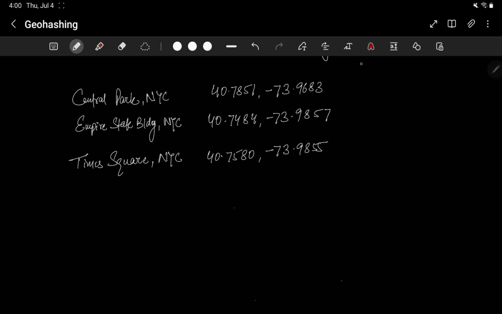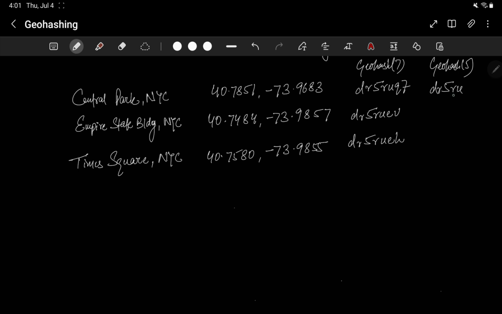So for this, let's say what is the geohash of length 7. It will be DR5RUQ7. For this, it is DR5RUEV. Here it is DR5RUEH. And the geohash of length 5, if we see, is DR5RU. For this also it is DR5RU. For this also it is DR5RU.